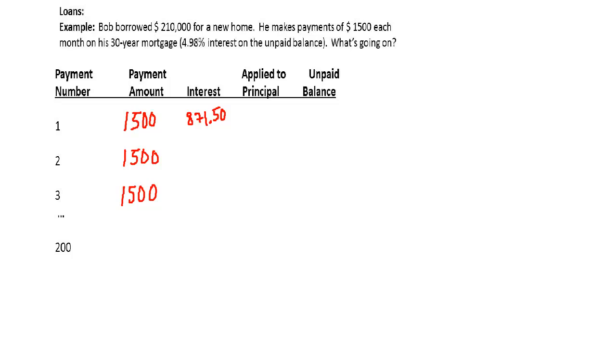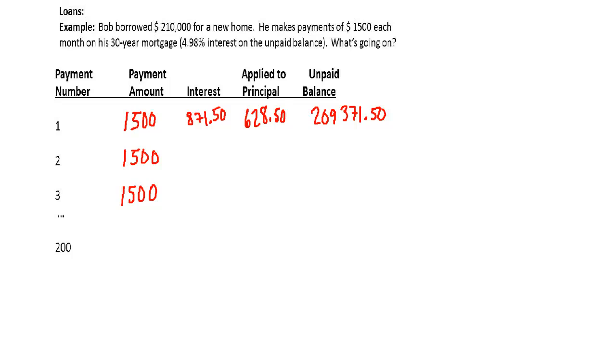So of the $1,500 Bob is paying, $871.50 of that is just going towards interest. The remaining balance, which would be $628.50, right? I take $1,500 minus $871.50 and get this number. This is the money that's actually going towards Bob's balance. This is what's actually reducing the amount of his loan. So we started at $210,000. We're subtracting $628.50, which leaves a new unpaid balance of only $209,371.50.